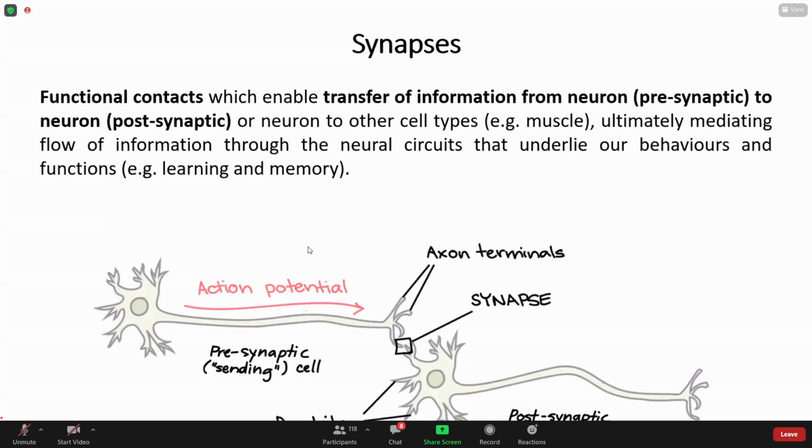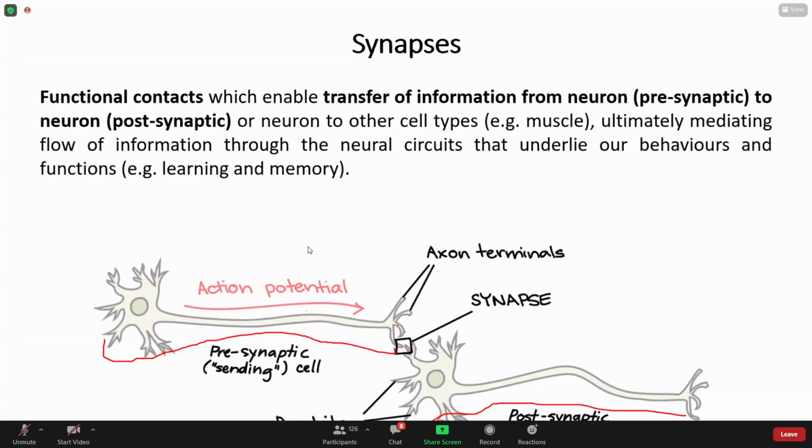So let's start to define what a synapse is. A synapse is basically the functional contact between a sending neuron and a receiving neuron. As you can see here, we have this neuron here, which is a sending neuron. You can see the cell body, the axon, and here we have the axon terminals. And here we have the receiving neuron, and here we have the dendrites of the receiving neuron.